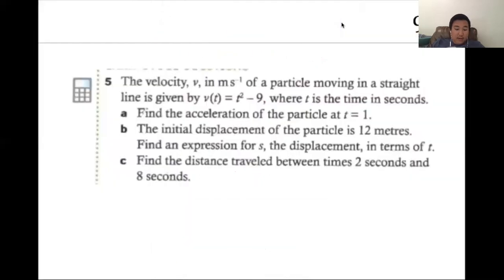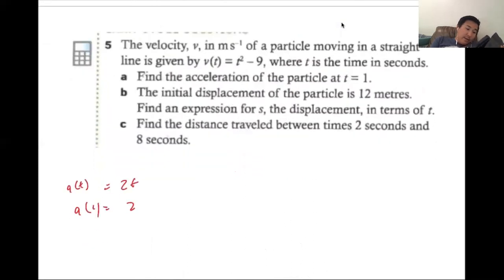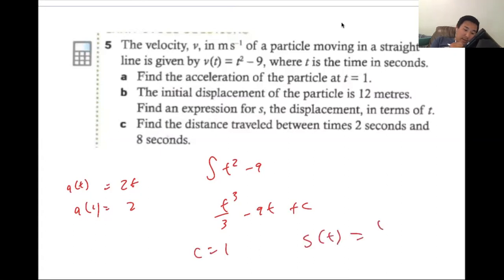The velocity v of a particle moving in a straight line is given by a law. Find the acceleration at time equals 1. Take the derivative with respect to t. Put in 1, a(1) equals 2. And the initial displacement of the particle is 12. Find the expression for s. Take the integral of t squared minus 9 to get t cubed over 3 minus 9t plus c. Plug in 0 and set equal to 1. You end up getting c equals 1. So then s(t) equals t cubed over 3 minus 9t plus 1.